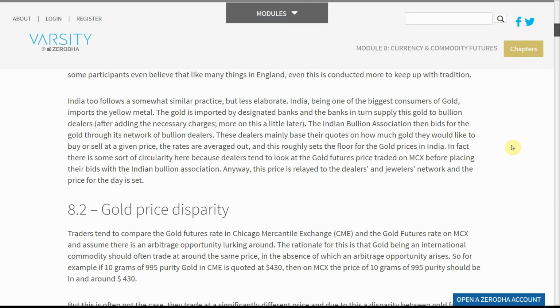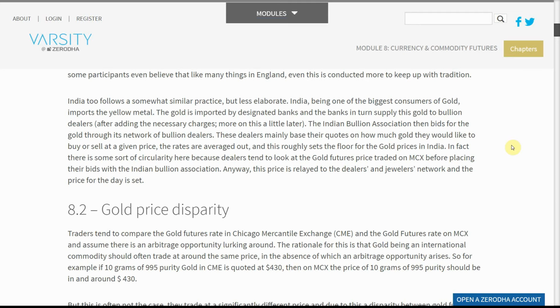The Indian Bullion Association then bids for the gold through its network of bullion dealers. These dealers mainly base their quotes on how much gold they would like to buy or sell at a given price. The rates are averaged out, and this roughly sets the floor for the gold prices in India. In fact, there is some sort of circularity here because dealers tend to look at the gold futures price traded on MCX before placing their bids with the Indian Bullion Association. Anyway, this price is relayed to the dealers and jewelers network and the price for the day is set.